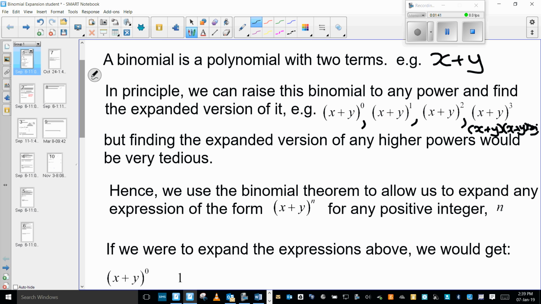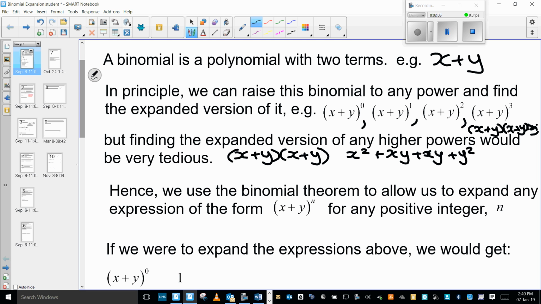But finding the expanded version of any higher power is very tedious. Boring. And how would we do that? Well, if we were to do x plus y squared, we'd use FOIL, so that's x squared plus xy plus xy plus y squared.